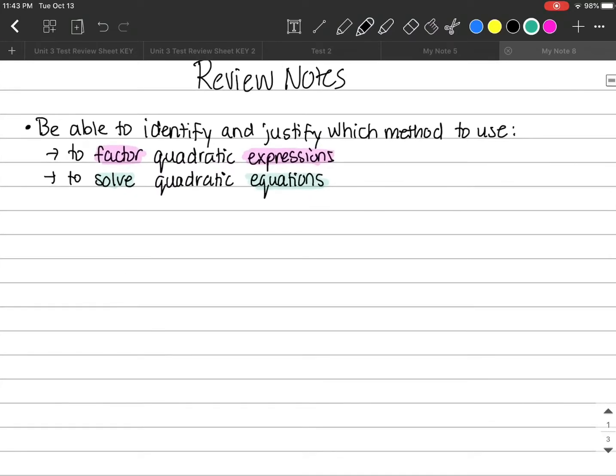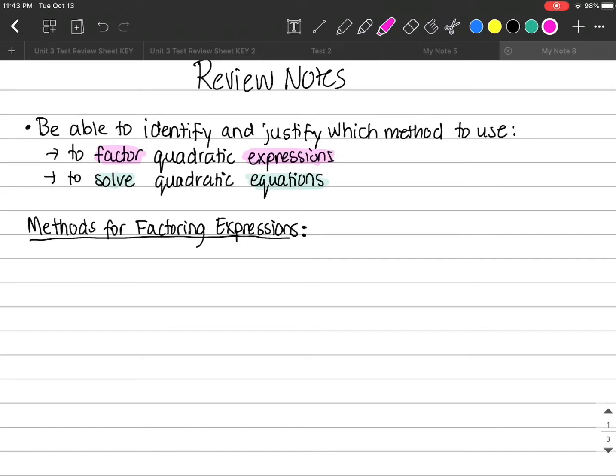All right, so to start, we're going to talk about the methods for factoring expressions. So the methods for factoring expressions. And I'm going to put that in pink or purple or whatever color that is.